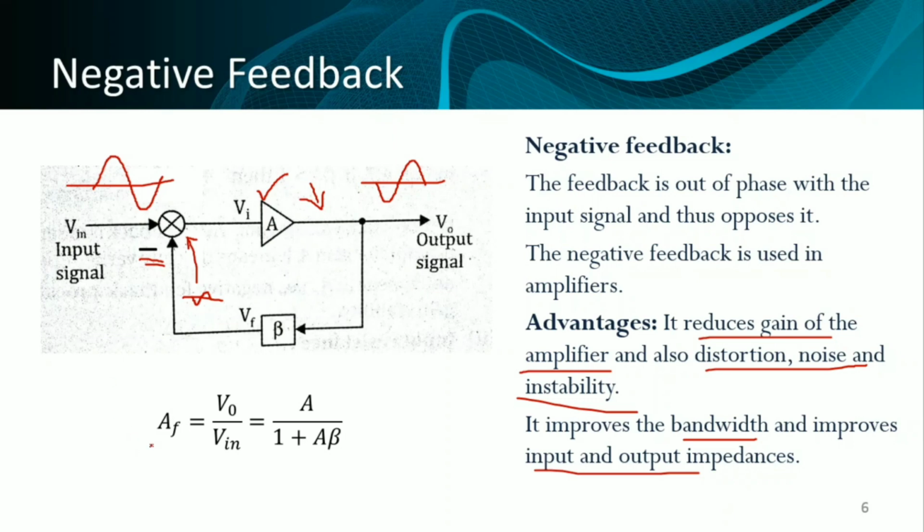Next is gain. The closed loop gain is Vo by Vin, that is, the total output by the total input I gave, which is equal to A divided by 1 plus A into beta. What is A? A is the amplification factor of the open loop system, or the open loop gain. Beta is the feedback factor. So this is about negative feedback.